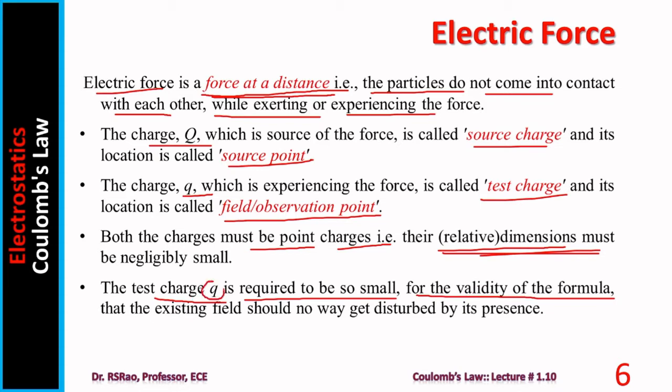If q is large, then what happens is that capital Q has a certain field associated with it, a surrounding field. If the test charge is large, this field gets disturbed by the field due to small q. So the entire thing no longer resembles the field due to capital Q in the absence of small q. Therefore, this small q should be small, preferably it should be 0.